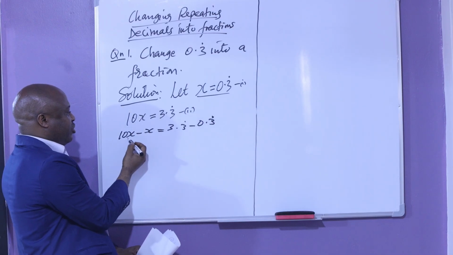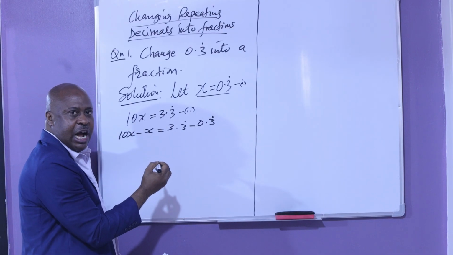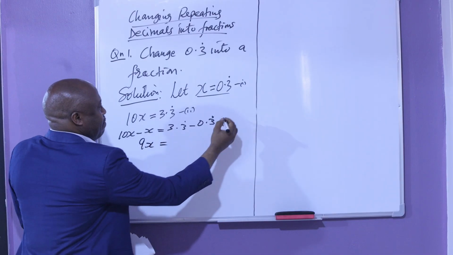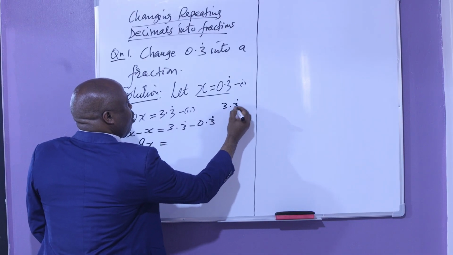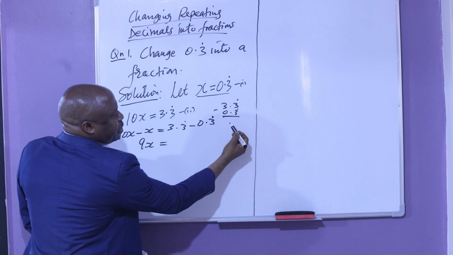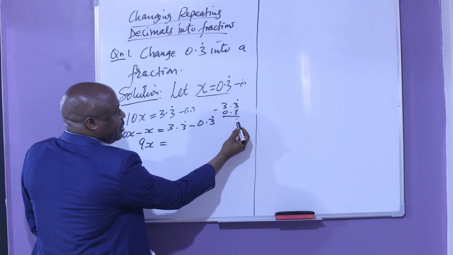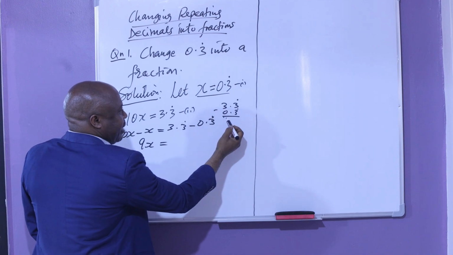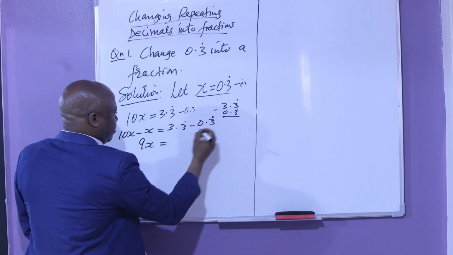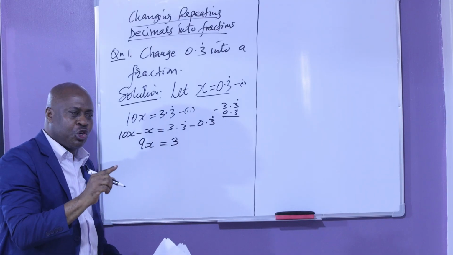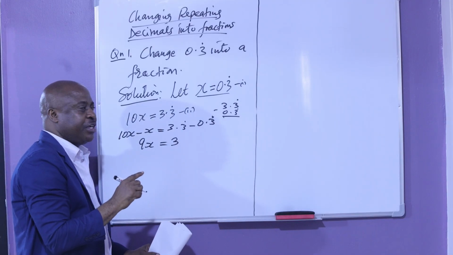Now, if I take 10x minus x, I'm going to get my 9x. And if I take my 3.3 repeating minus 0.3 repeating, what are we going to get here? 3 repeating minus 3 repeating is 0, and therefore there is nothing remaining here. But 3 minus 0 is 3. So my 3.3 repeating minus 0.3 repeating equals 3.